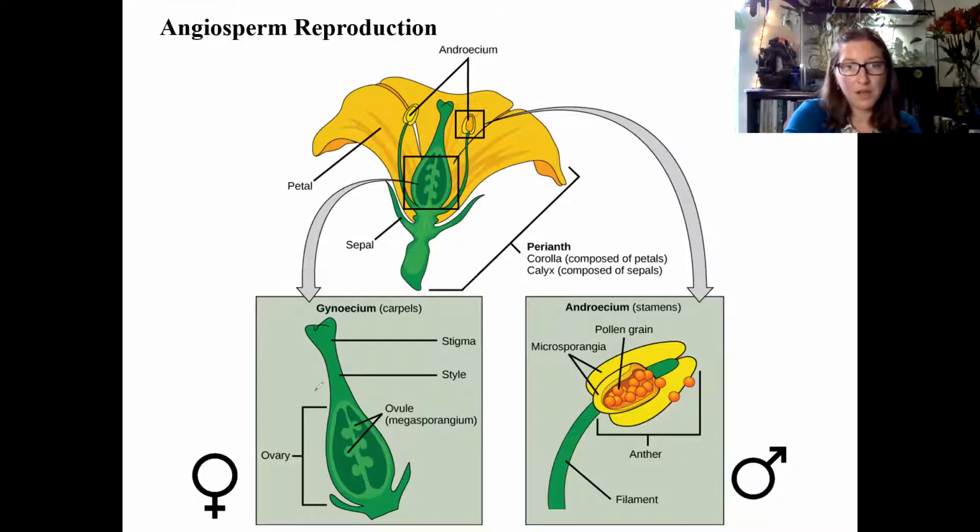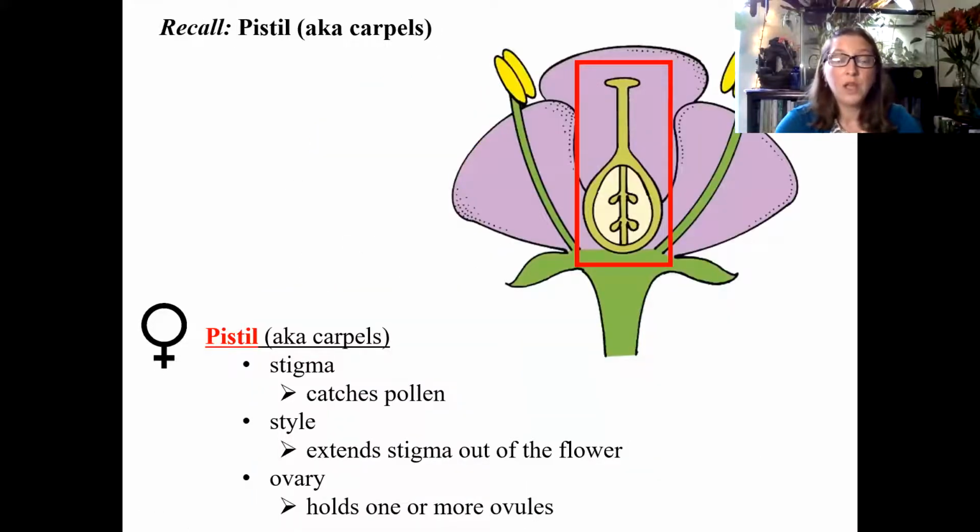We already learned the parts of these things in the flower lecture. The pistil or carpels is made up of a stigma, a style, and an ovule, which is inside of an ovary. And the stamens are the anther and the filament. So we already covered all of that in the flower lecture. So how does angiosperm reproduction work? Remember this from the flower lecture, right?